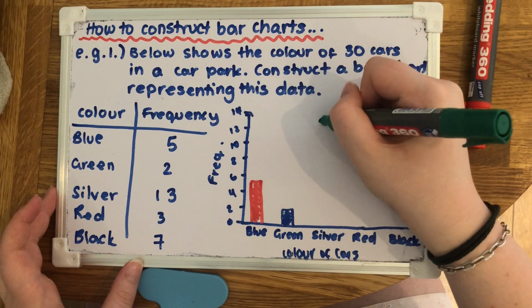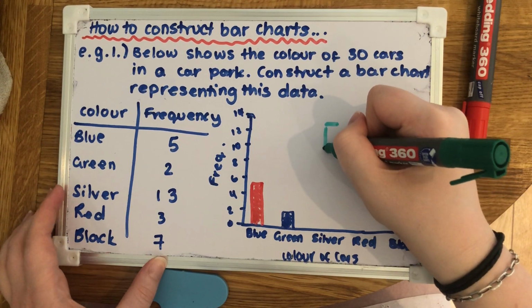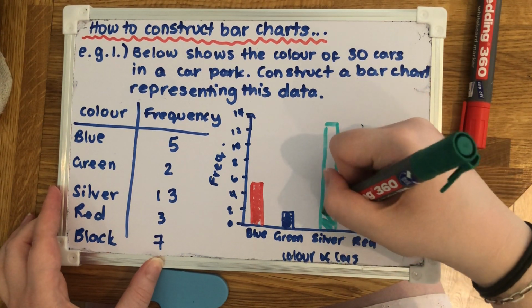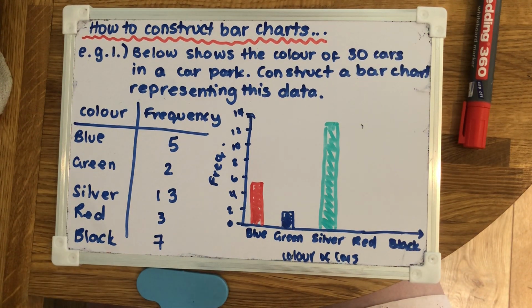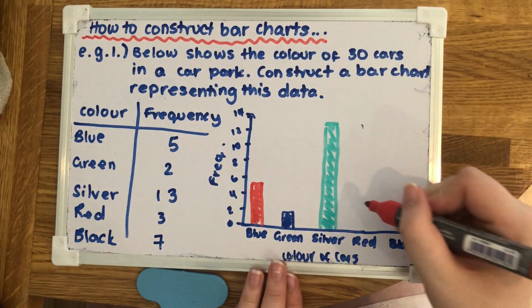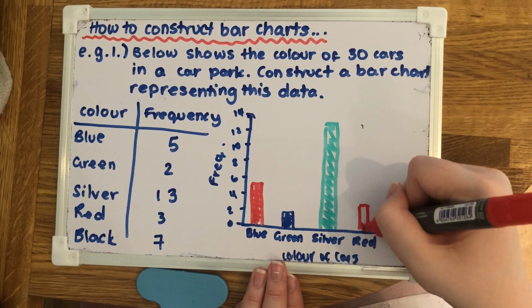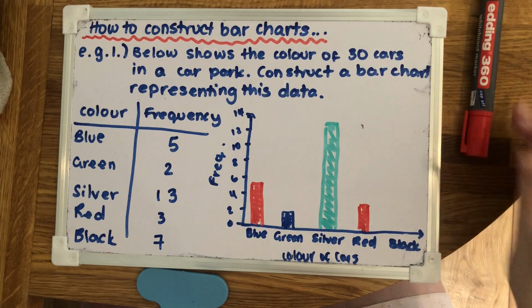So halfway between, about there, all the way down. Okay, next one, there are 3 red, so 3 is going to be between 2 and 4, yep. And the last one, black, there are 7.